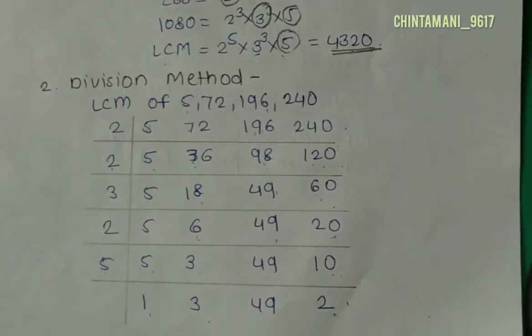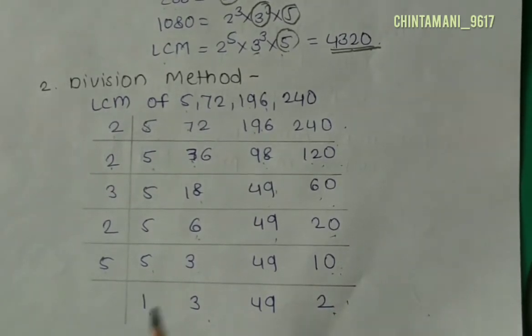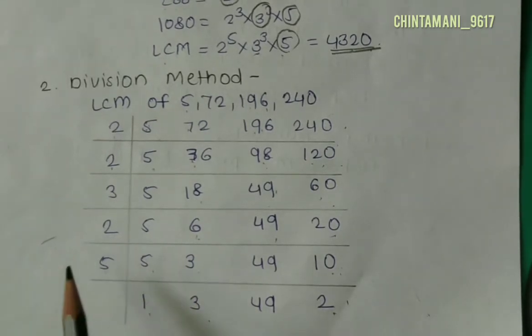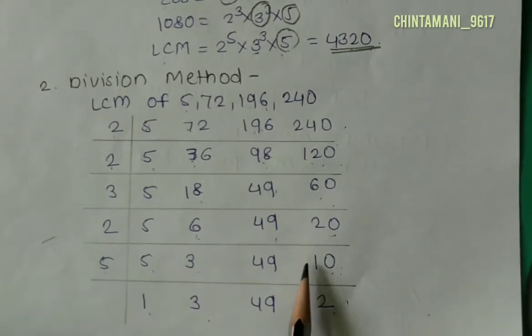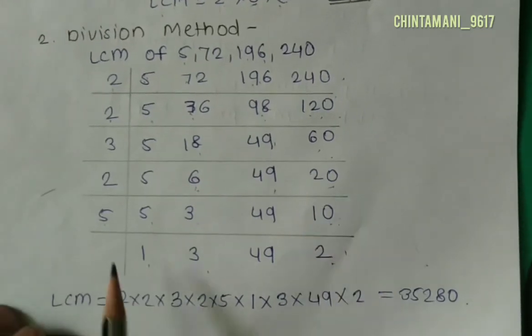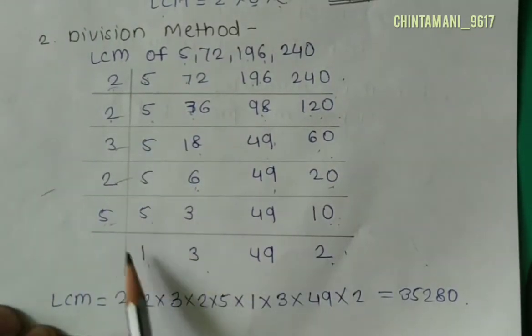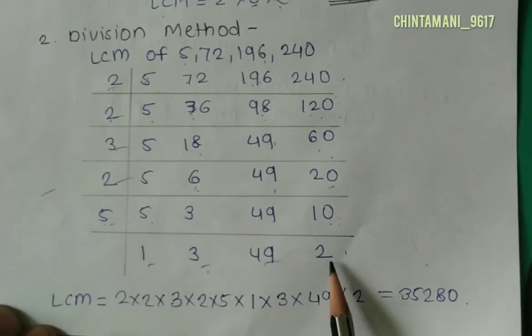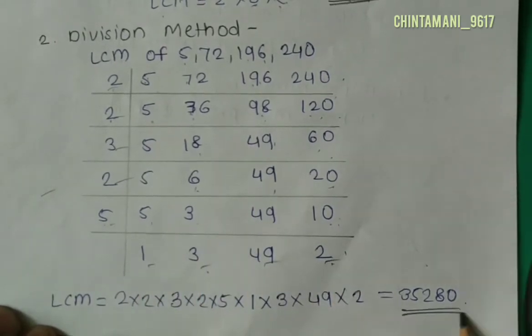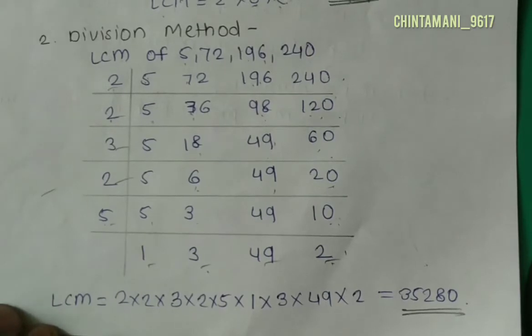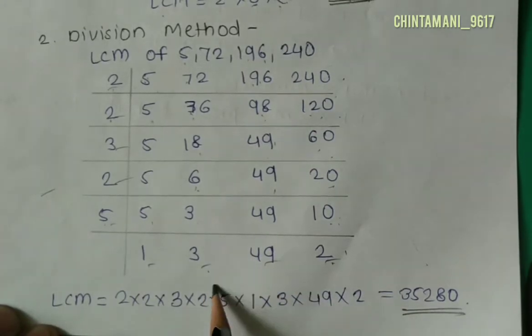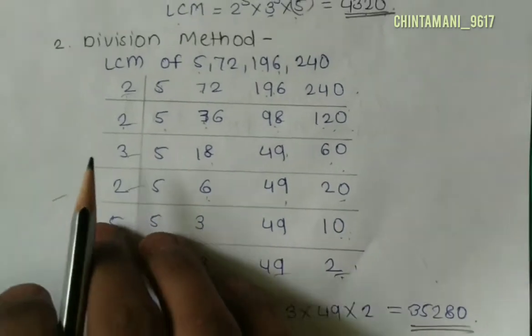So the easiest way to determine the LCM, I would suggest, is the division method because it saves much more time. To identify the LCM, multiply all the values: 2 into 2 into 3 into 2 into 5 into 1 into 3 into 49 into 2. The value will be here. Without wasting time in finding the factors, this is the simplest way that I would suggest you go with.